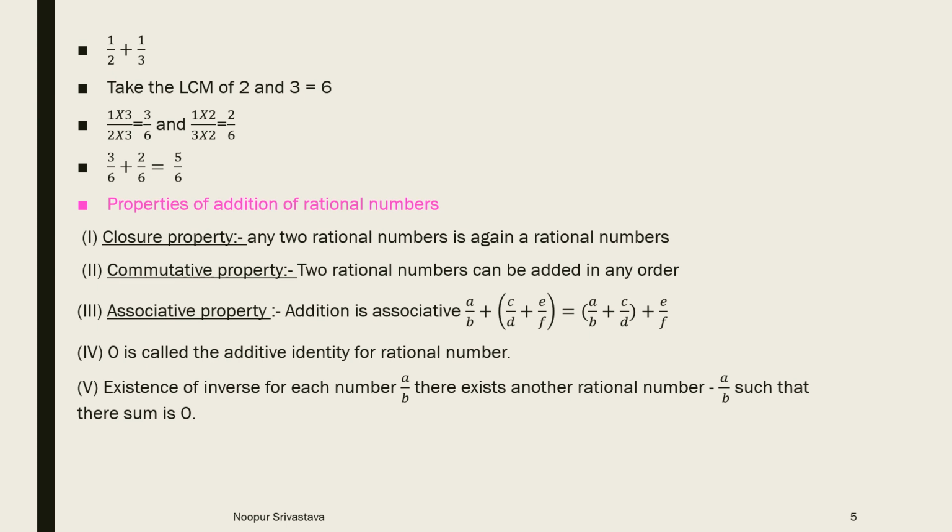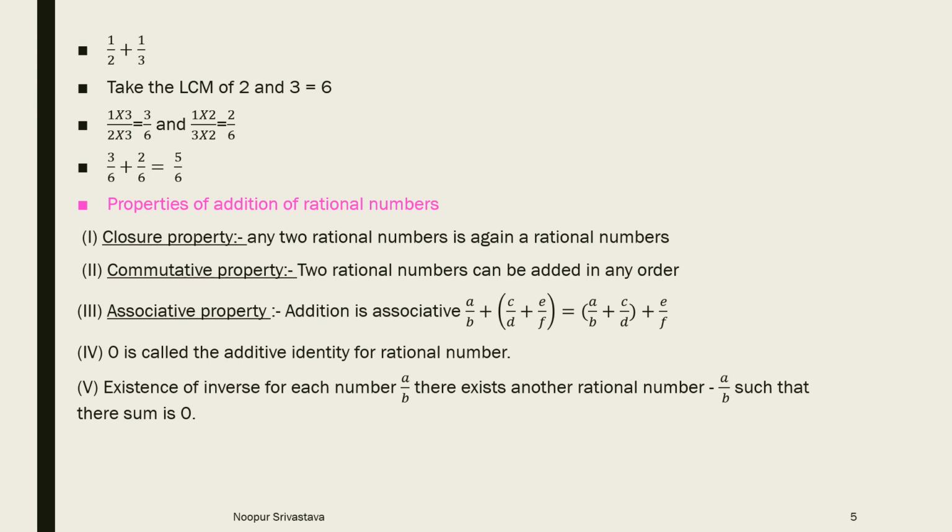Then the next is 0, which is called the additive identity for rational numbers, which means if 0 is added to any rational number, we will get the same rational number. Existence of inverse: for each number a by b, there exists another rational number minus a by b such that their sum is 0. So let us understand this.